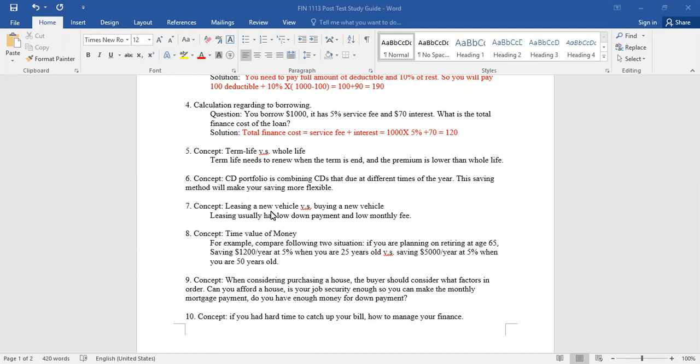Okay, leasing a car, one of the advantages is usually a low down payment and low monthly fee, but remember, with leasing, you don't have ownership of the car. So in that case, that is a disadvantage.